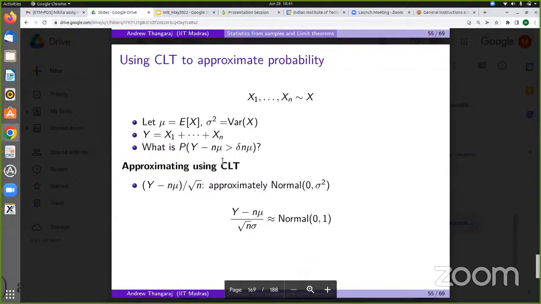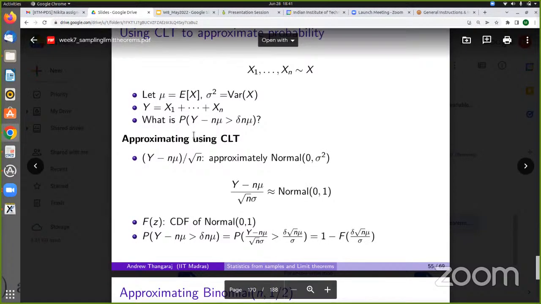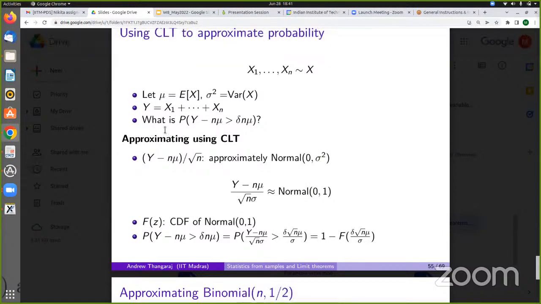Right, just scroll a little bit down. Further down, it will be there. This one? Yes, this one. First of all, try to see this one. Here, what is asked? What is the probability that y minus n mu is greater than delta n mu?